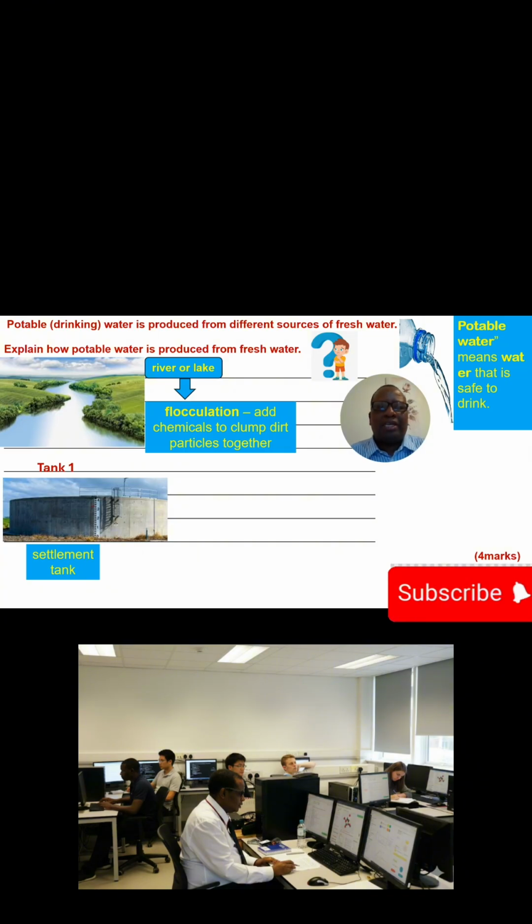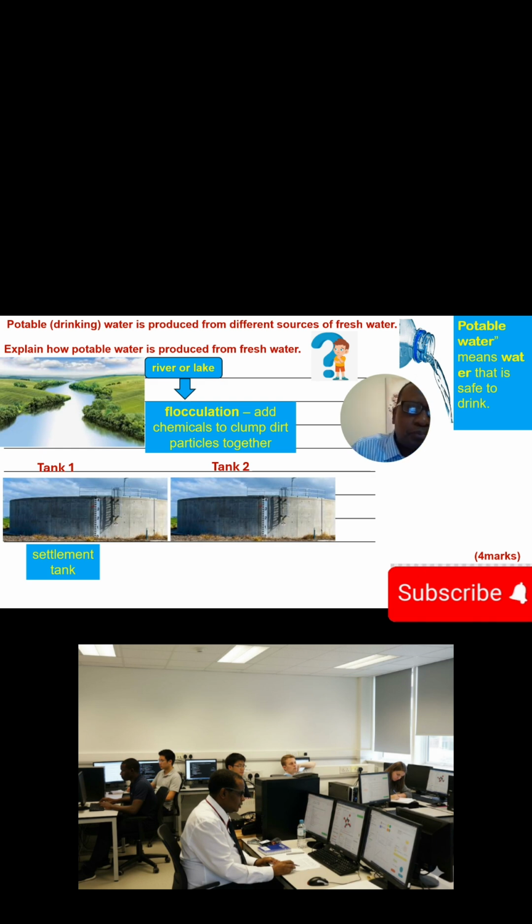From tank 1, the water is pumped to tank 2. Now, what we are going to do is fill tank 2 with sand. That's the filter that we are going to use as the water percolates through the sand. All the lighter particles like leaves are trapped in there. So this is sand filter beds.